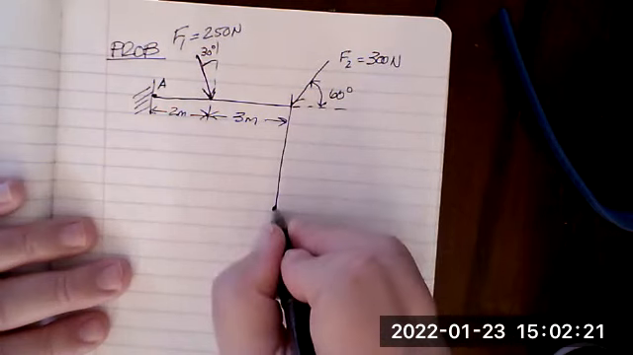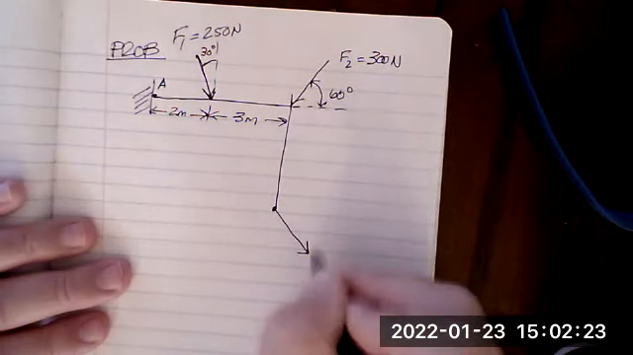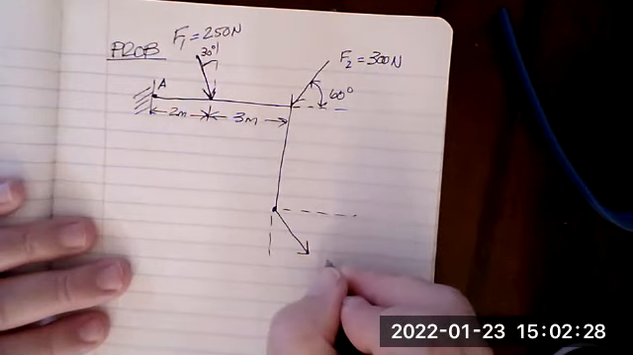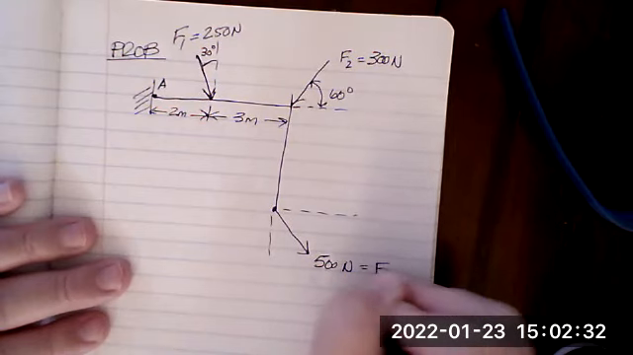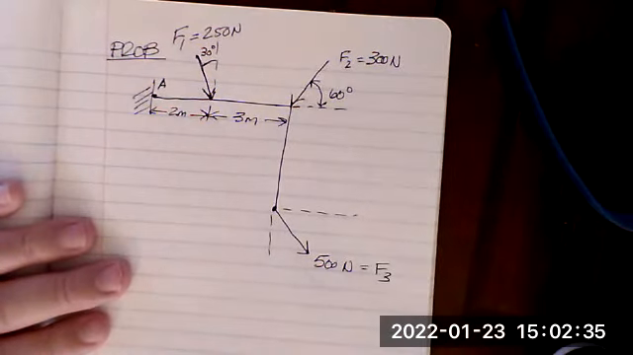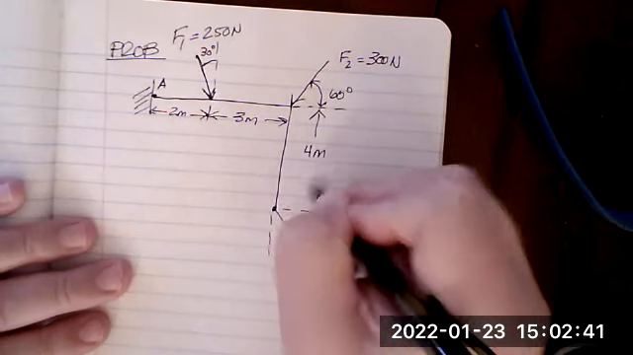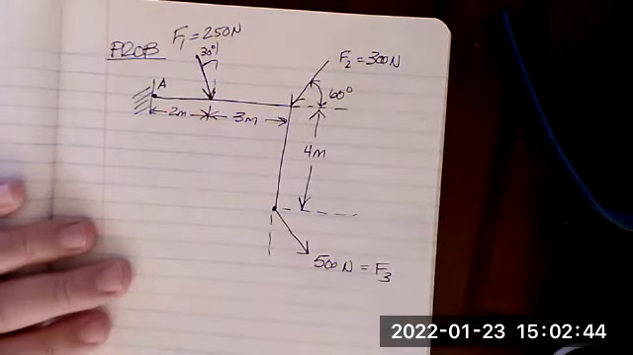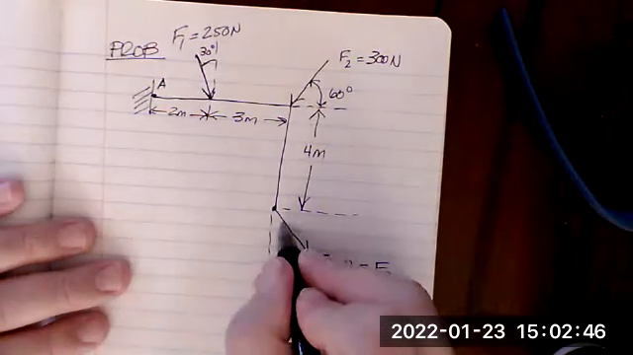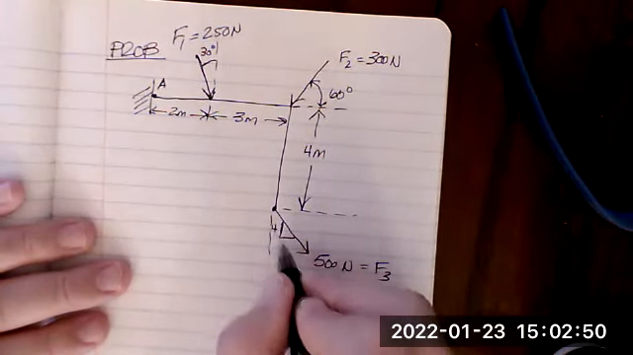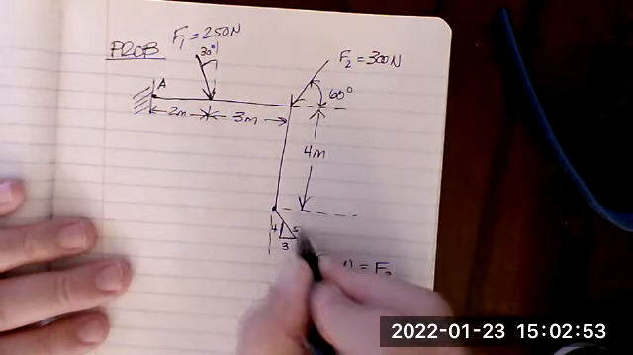Then we have another force being applied down here. And this force is 500 newtons. That's equal to F3. So 3 forces, right? And the distance here is 4 meters. And down here, they give us a force triangle. This is 4, 3, so you know that's 5.